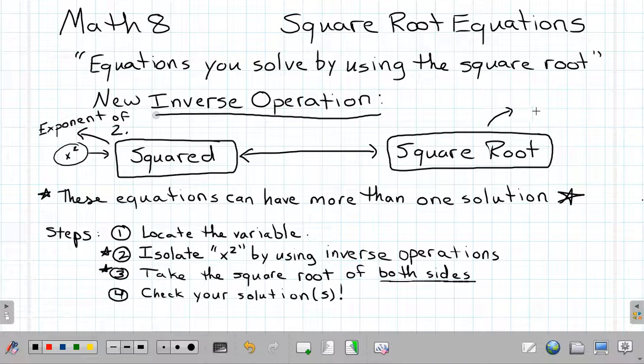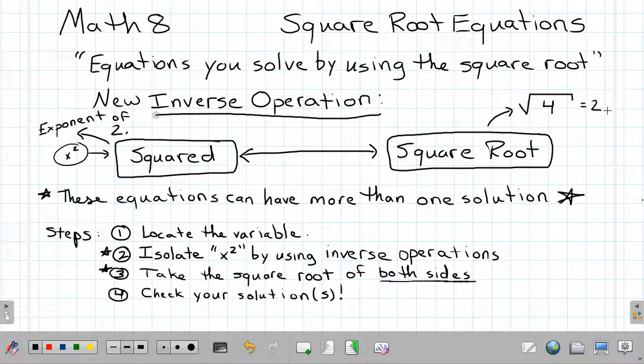So if we remember, the square root is this funky looking symbol here. So you take, like, the square root of 4. If you remember what that means, what number times itself equals 4? Well, in this case, that would be 2. So that's what I mean when we're taking square roots.